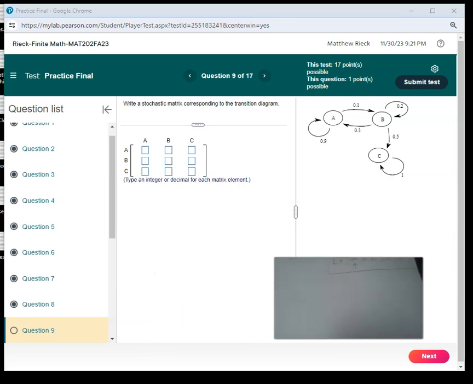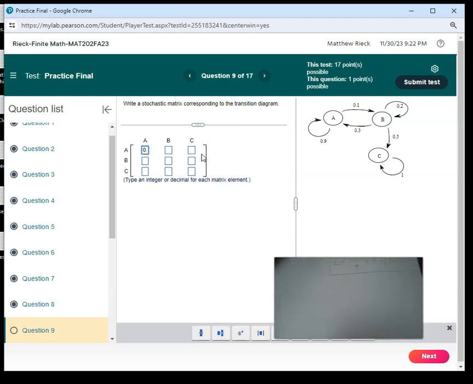All right, then we jump ahead to looking at chapters 8 and 9. We are looking at Markov processes, and dealing with transitions from one state to another. We have a transition diagram here, and we're going to convert it to a matrix. Again, we go from the columns to the rows. The probability of staying in state A is 0.9, just by looking at the diagram. And from state A to state B is 0.1.